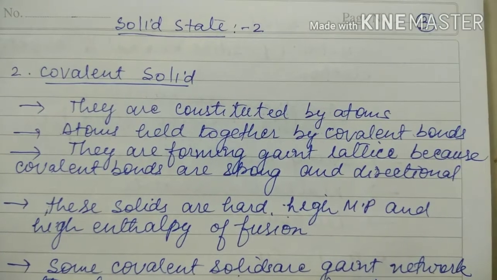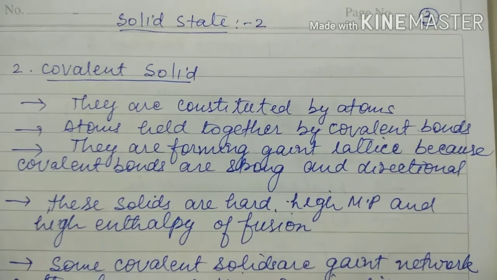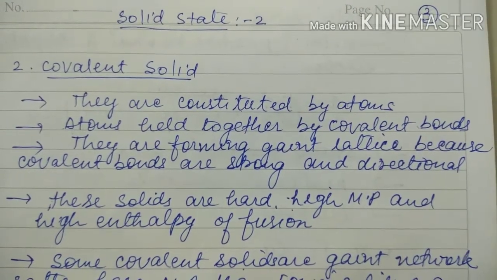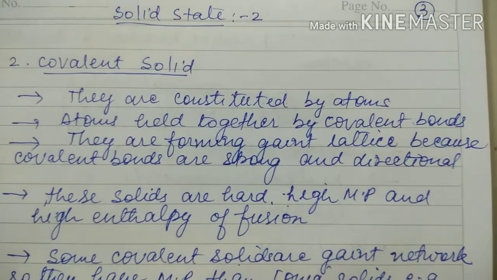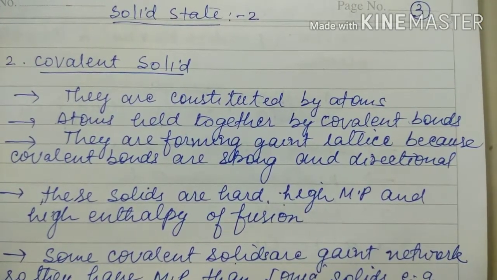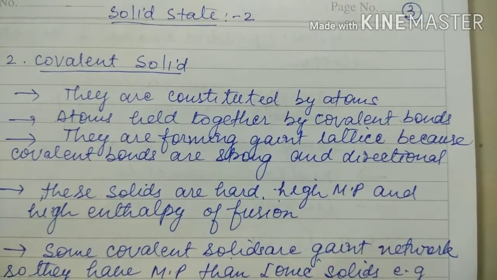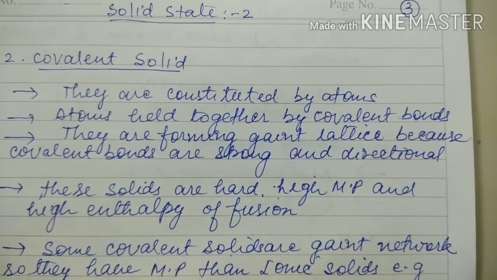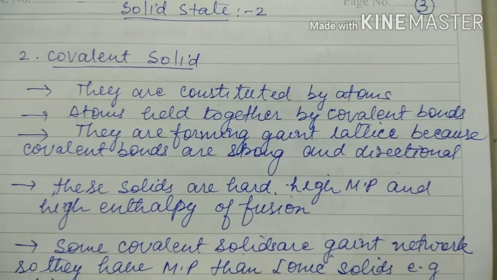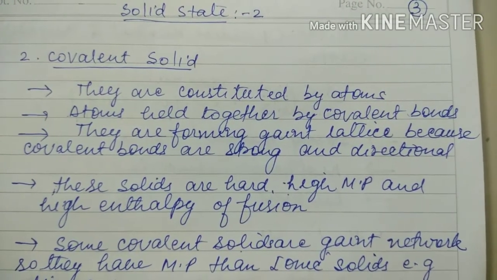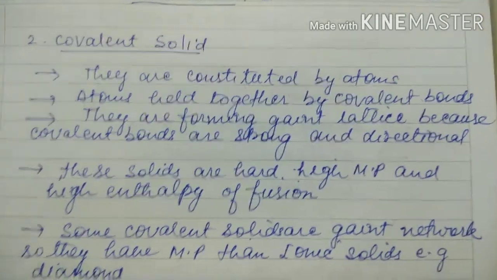They are constituted by covalent atoms, atoms held together by covalent bonds, and they form a giant lattice because covalent bonds are strong and directional, so these solids are hard, with high melting point and high enthalpy of fusion, like diamond. Some covalent solids are giant networks, so they have a higher melting point than ionic solids, like diamond.